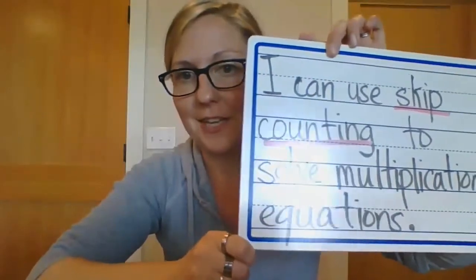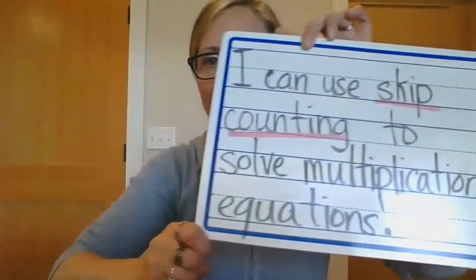So that's all for today. That was our learning target on using skip counting to solve multiplication equations. For next time, we'll do some practice with solving real-world problems that involve multiplication. And we'll use some of those strategies we learned in the last 3 lessons.